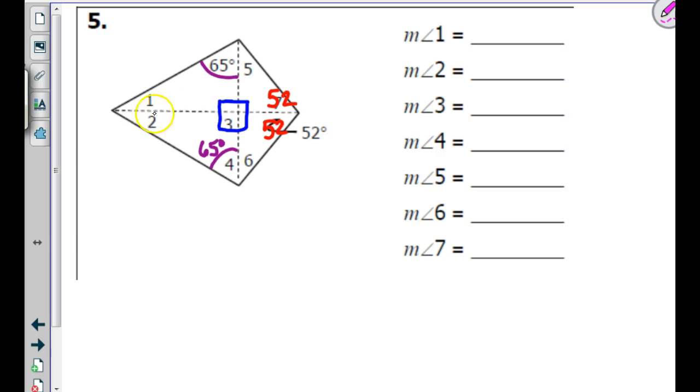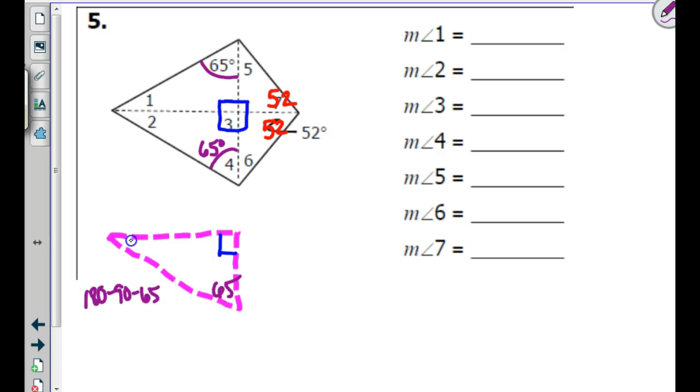So this triangle right here, if I take that one out, it has a 90, it has a 65. So if you did 180 minus 90 minus 65, that would be 25 degrees in here. So these are both 25.